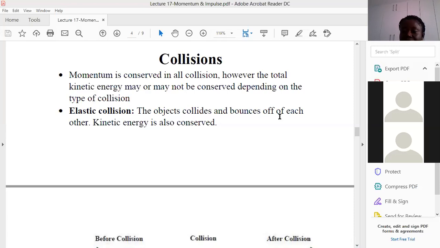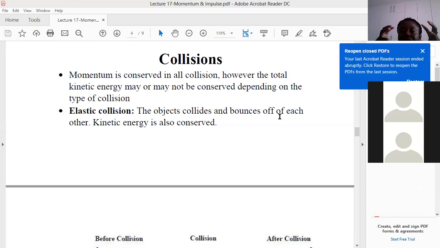With the elastic collision, when the objects interact, each of the objects bounces off from one another. The kinetic energy of that collision is conserved, which means the kinetic energy before and the kinetic energy after the interaction are the same. Before and after, the kinetic energy is the same.